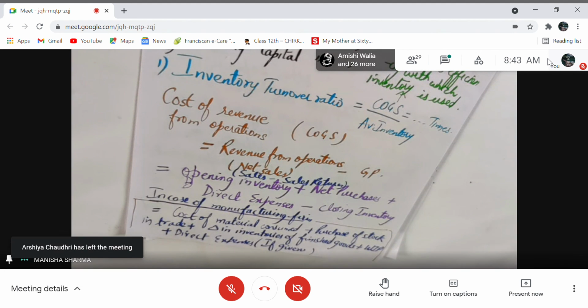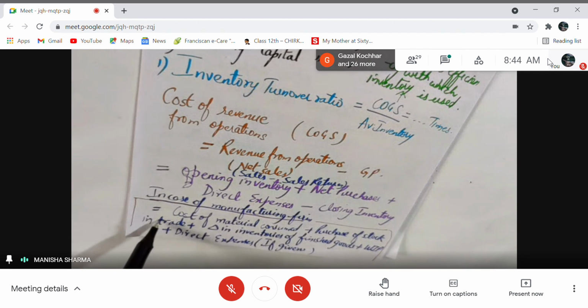No ma'am, the last part. Yes, Harleen, do you want to ask something? Yes, ma'am, the last portion that you explained right now. Cost of material consumed? Yes, ma'am. Beta, this you have to learn as a formula. If you bring back to your mind the format of the trading profit and loss account, there were these heads: purchase of stock in trade, cost of material consumed, change in inventory of finished goods. If you have learned chapter 1, the format of profit and loss, this is a new concept, as I told you, that you now need to learn.